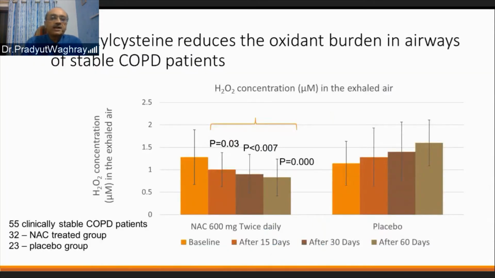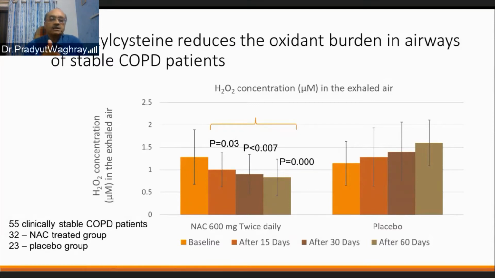This study was done to see how much reduction there is in the burden of oxidants in the airways of stable COPD patients with N-acetylcysteine. The measurement was done with hydrogen peroxide. About 50 to 60 clinically stable COPD patients were selected and given NAC.